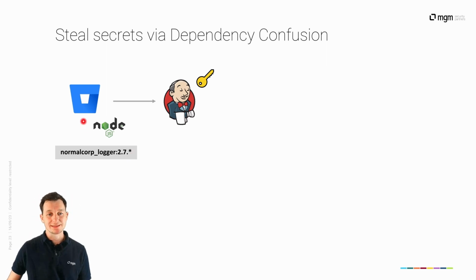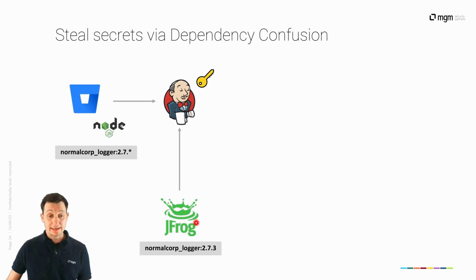So the CI/CD system here is doing the build, and for this it fetches the package JSON information and tries to execute npm install. For npm install it realizes, okay, I do not have normcorp_logger 2.7 anything in my local cache, so I have to fetch the resource from the local JFrog Artifactory. And then the JFrog Artifactory looks into its cache and knows, I have normcorp_logger 2.7.3, please take this one. Perfect, everything is clear, everything works.